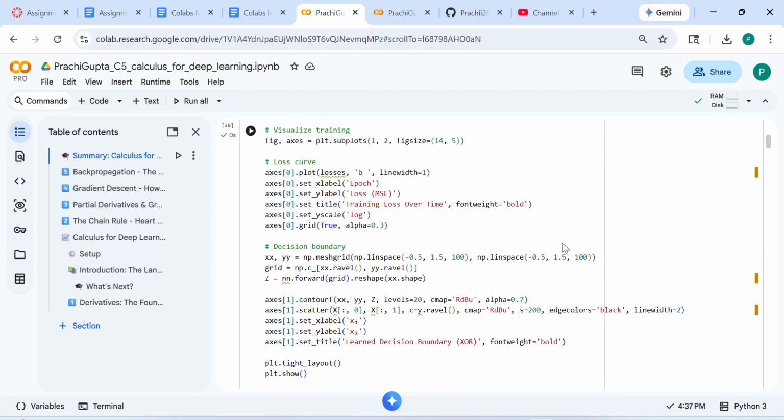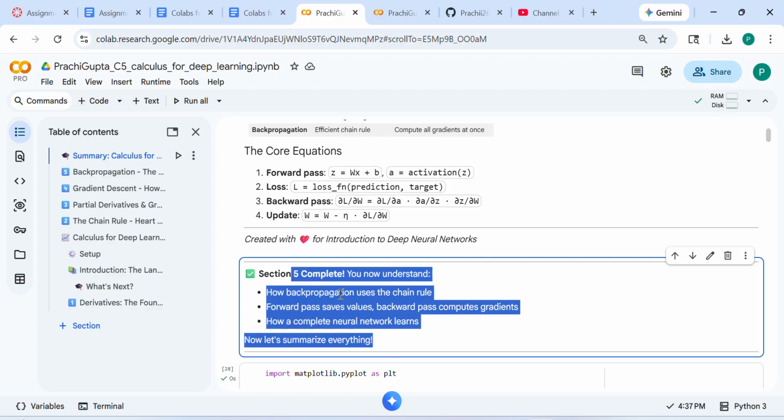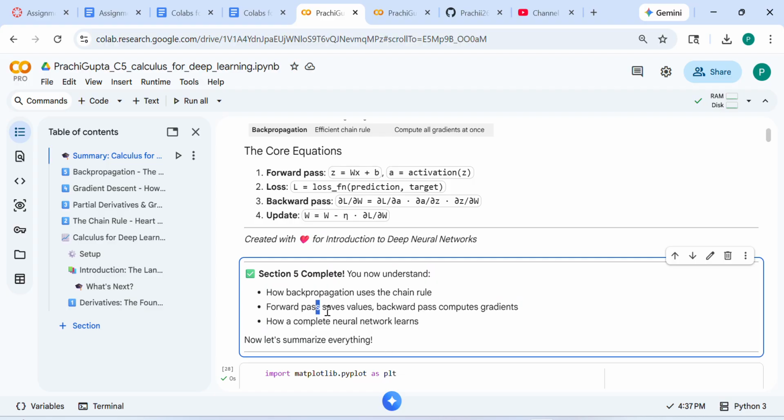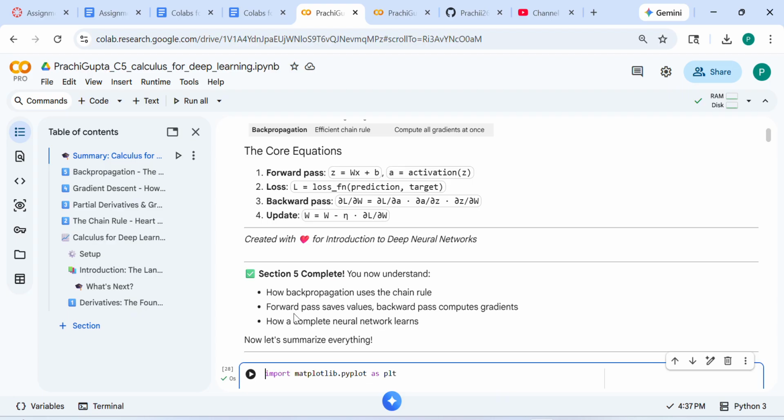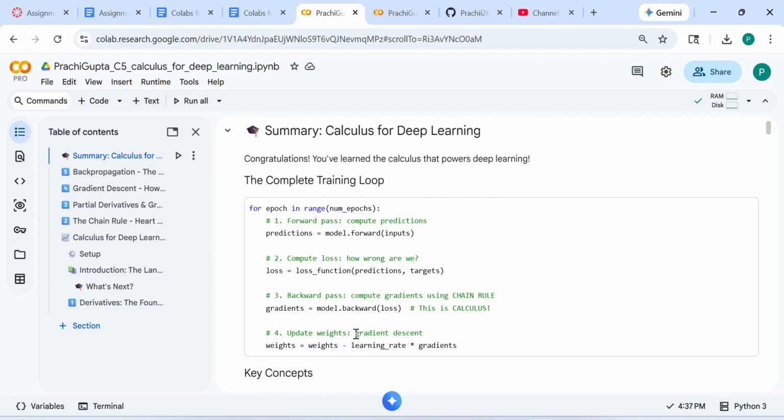So this is what we have seen here, and now our section 5 is completed. We have seen how backpropagation is used, how forward passes save the values, and backward passes compute the gradients, and then how a complete neural network learns. So everything is summarized here.